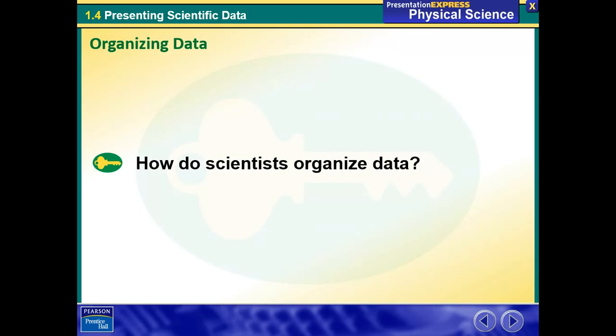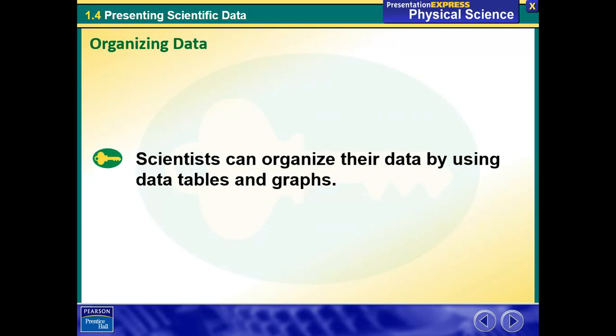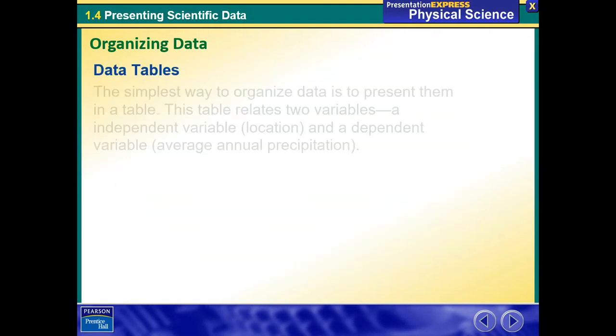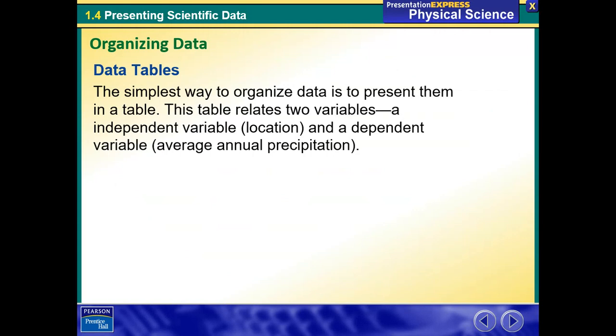So how do scientists organize data? Again, the two big ways they organize data is by using tables and then graphs like we saw on the previous slide. So let's look at data tables first. The simplest way to organize data is to present them as a table, because a table can then be turned into a graph.